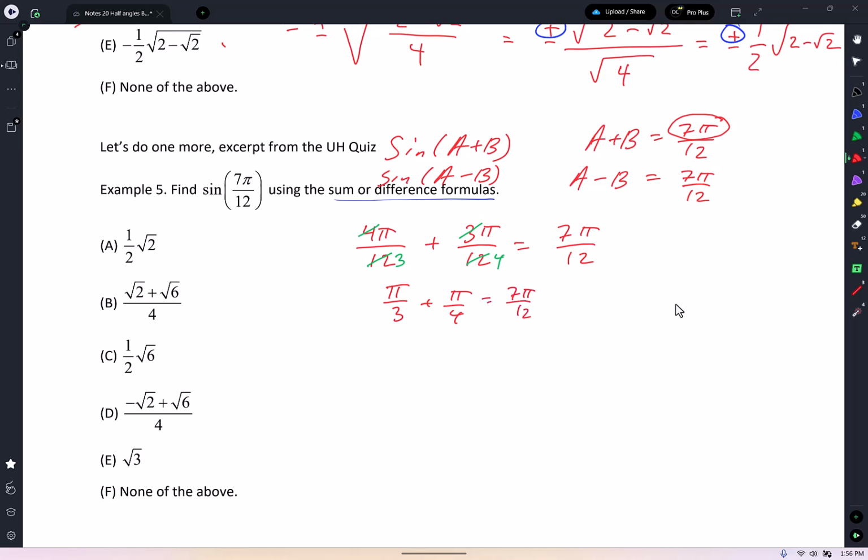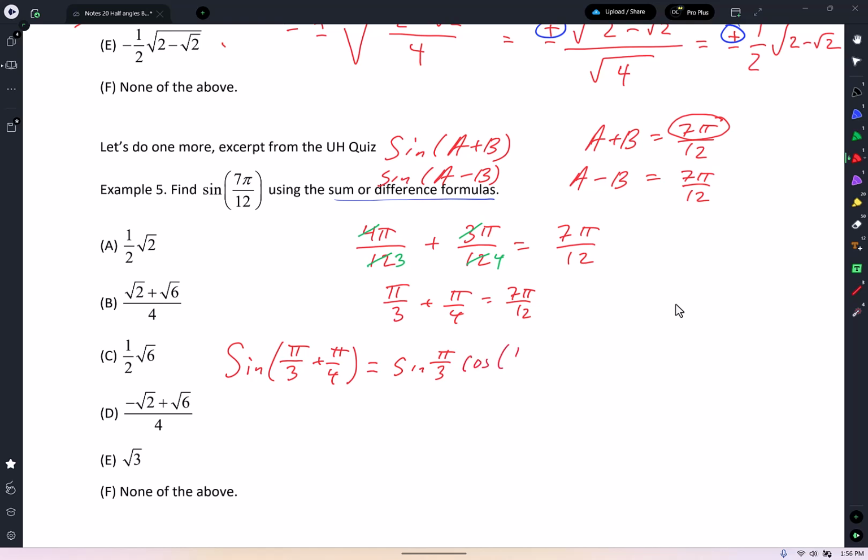So now look, I'm going to write sine, parenthesis, pi over 3 plus pi over 4, and I'm just going to use my composite argument properties. So I'm going to write sine of pi over 3. And we just took a quiz on this. What's the next one?